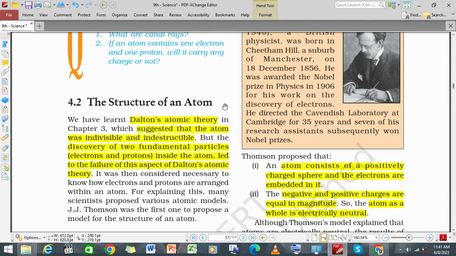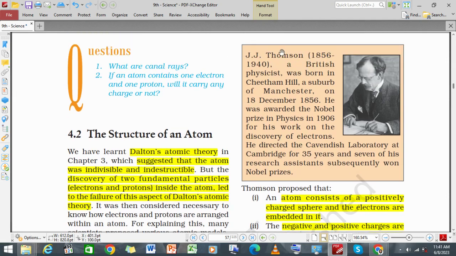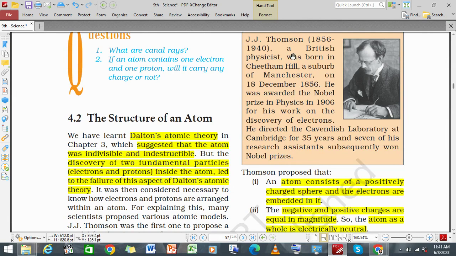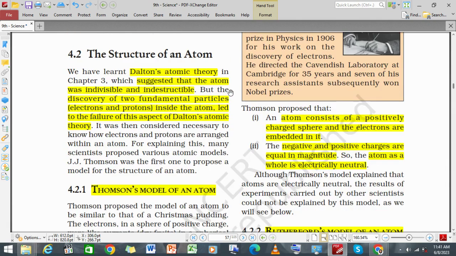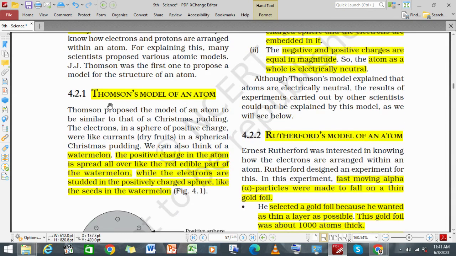This is the structure of atom, and here is J.J. Thomson, who found the electron, and Goldstein, who found the proton. Now, Dalton's atomic theory suggested that the atom was indivisible and indestructible. The discovery of two fundamental particles, electron and proton, inside an atom led to the failure of this aspect of Dalton's atomic theory. Now, what was the Thomson model of atom?